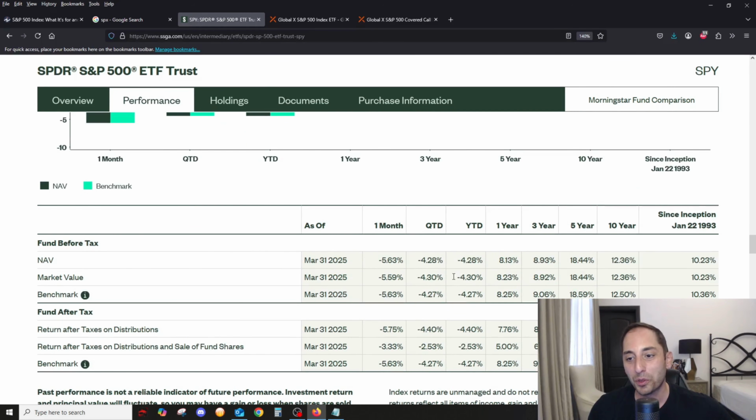And if you look at the performance since January 22nd in 1993 until the end of March of 2025, the average annual performance, so the average per year, is over 10% per year. So this is a really good and consistent performance over time that this index has. So hopefully you've learned and seen what the S&P 500 is.